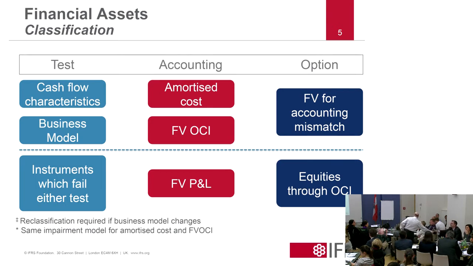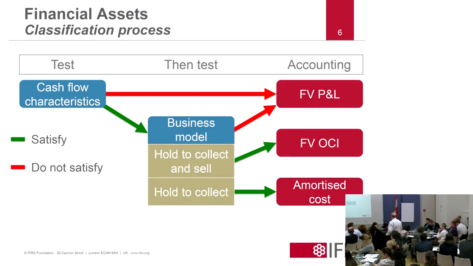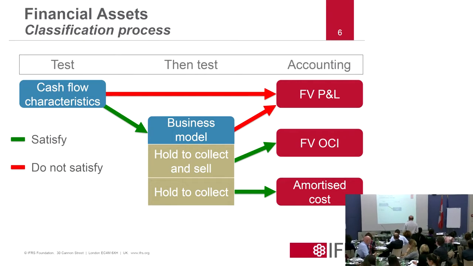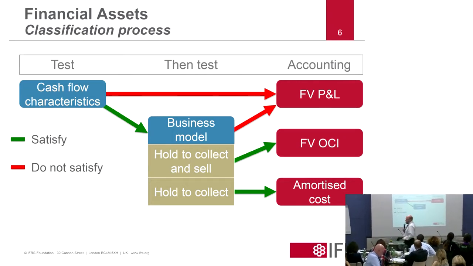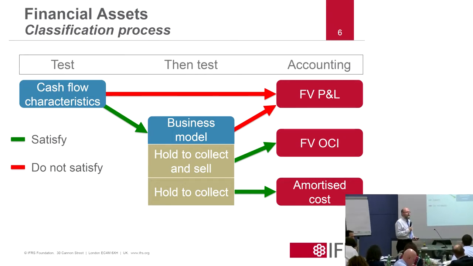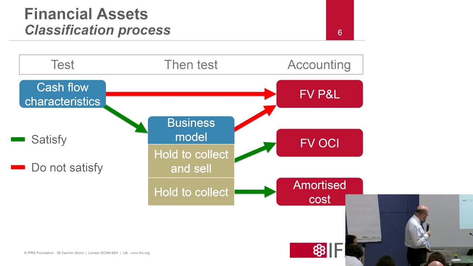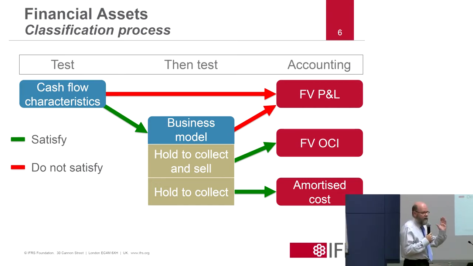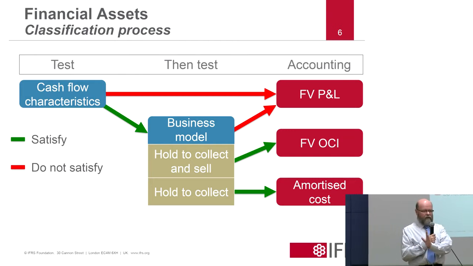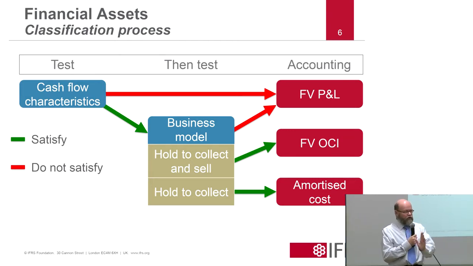That's a very good point. So essentially, let's look at what happens if I fail the test. I go to fair value profit and loss. If I go to fair value profit and loss, it means I'm accounting for something at fair value. Now, I'm hoping Michael did a really good job this morning of telling you fair value is much better than amortized cost.